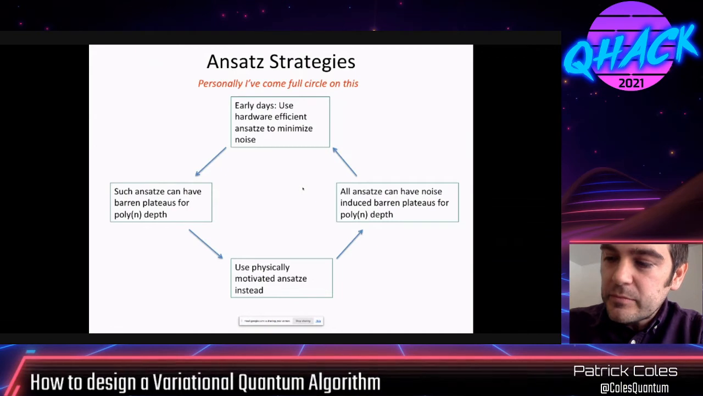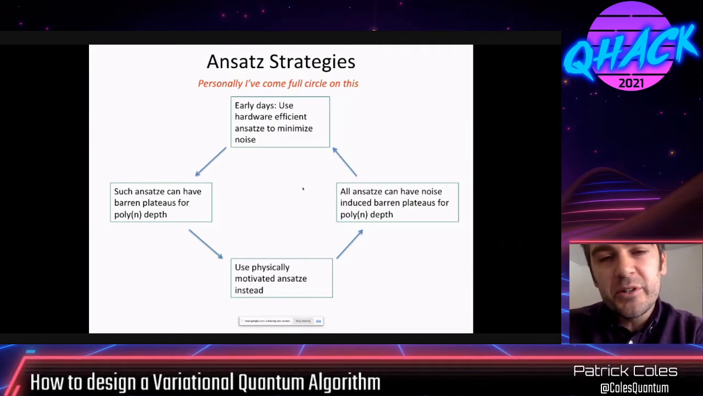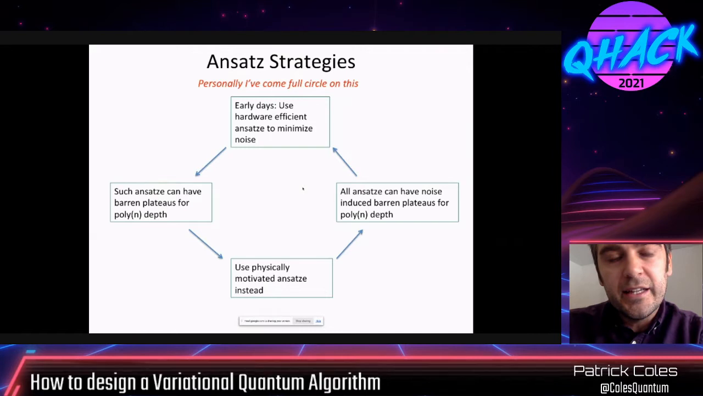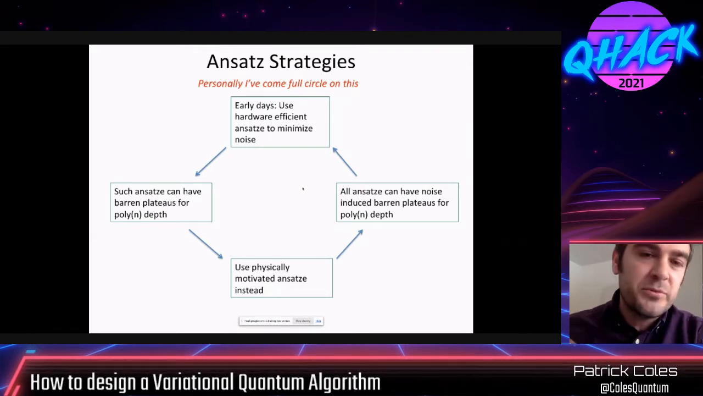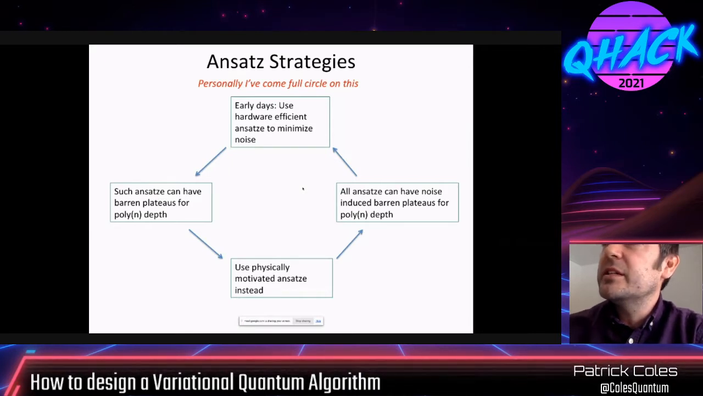But then recently our group observed another phenomenon called noise-induced barren plateaus, where the deeper your circuit goes, the smaller your gradients get. And this even holds for physically motivated ansatzes as well. It holds for essentially all ansatzes. And so this brings me back full circle: maybe we actually want to go back and reconsider hardware efficient ansatzes to minimize noise.